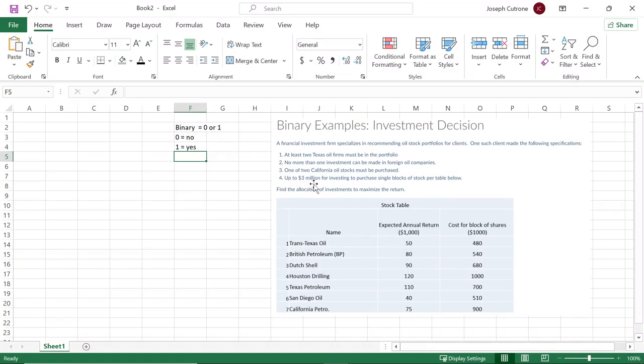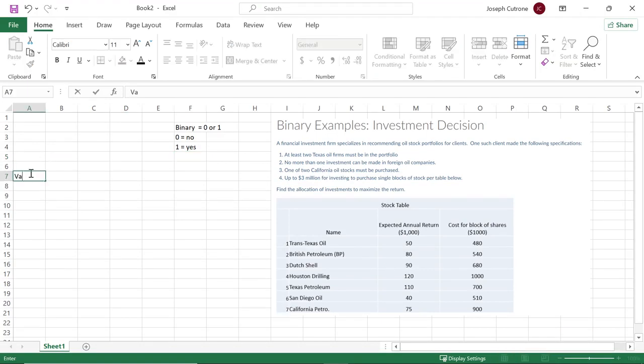and we have up to $3 million for investing. So in a perfect world, if I had the choice where I know everything is going to have a positive return, obviously I pick the highest one here, Houston Drilling, and I look at it and say, well, this is going to be the highest return. But I have these constraints that are just going to prevent me from buying only one thing. What are the decisions that I have to make? I have to decide yes or no to these 7 stocks. That is 7 separate decisions.